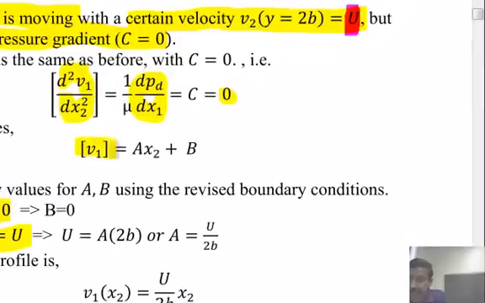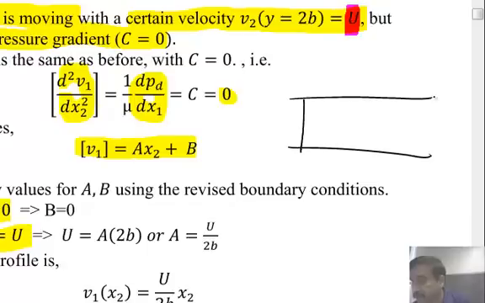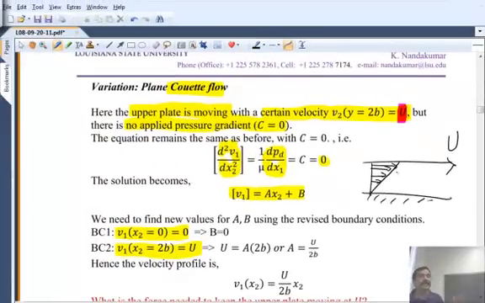Now you can easily integrate this twice because it's a trivial equation: d²v1/dx2² equal to 0. When you integrate it once, you'll get a constant. When you integrate it twice, you'll get a x2 plus b. So that's a linear velocity profile. If you plot the velocity profile between the top and the bottom, the top plate is moving with a velocity of U, the bottom plate is fixed. The velocity profile is going to be something like this, a linear profile from the bottom to the top. At the bottom the velocity is 0, at the top the velocity is capital U, the given forced velocity.